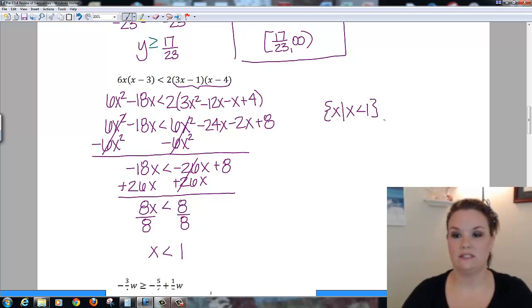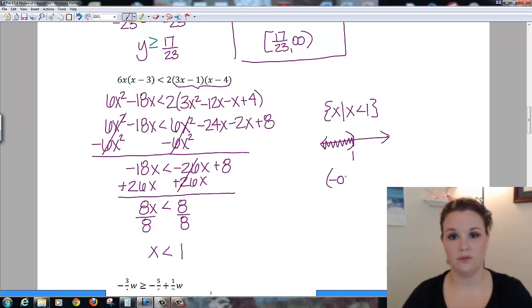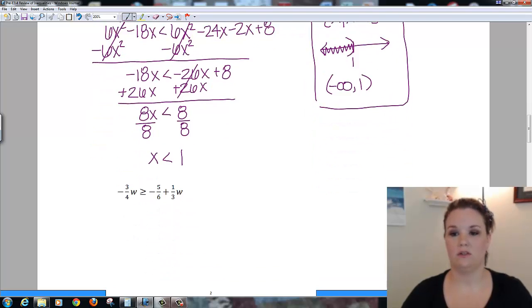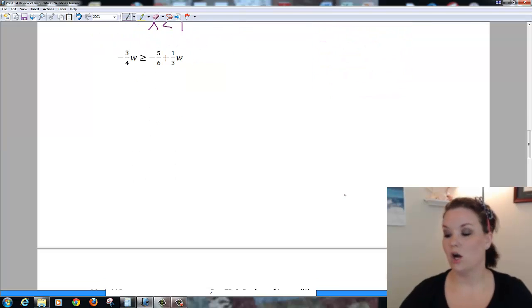So my solution set would be the set of all x's such that x is less than 1. And then I'm going to go ahead and graph it. So here's my 1. If it's less than 1, it's going to be to the left of 1. And it's strictly less than. So I'm going to use a parenthesis because we're not including the 1. Which means that my interval notation, the furthest to the left would be -infinity. The furthest to the right would be my 1 with a parenthesis because we're not including it. Okay. All right, I have one more.